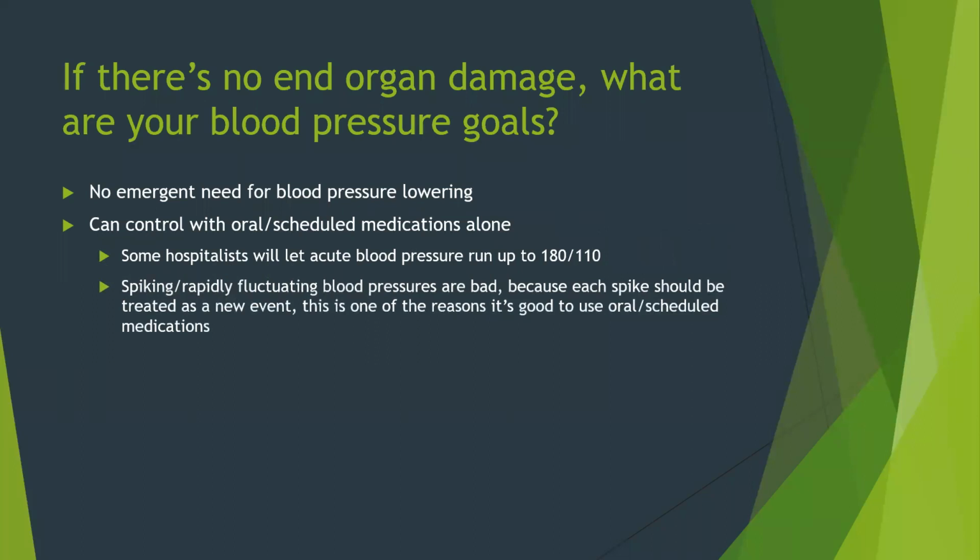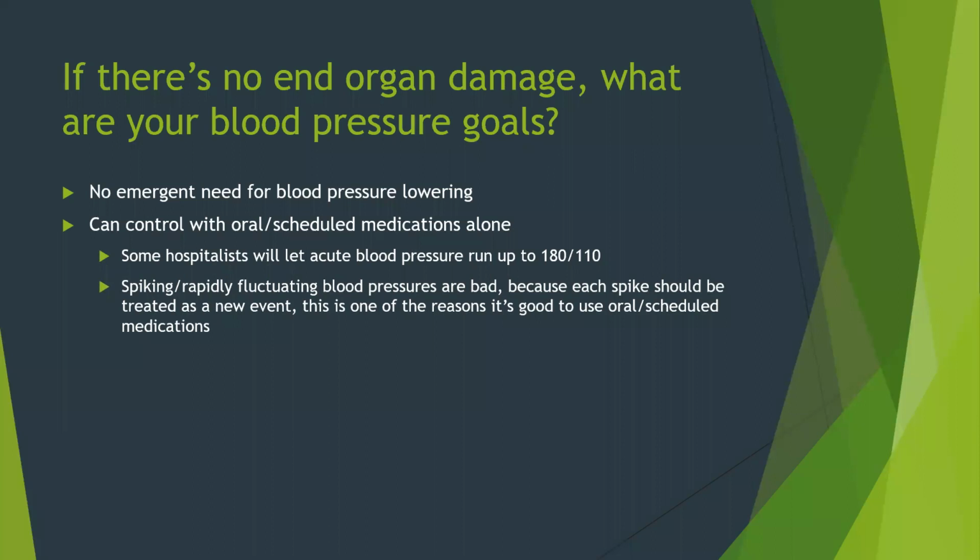The rapidly fluctuating blood pressure is going to be a thing that comes up a couple times. That's actually worse for the patient. Technically, each new spike in blood pressure, if you're letting them start at 180, drop to 130, and then go back up to 160, each of those spikes is technically a new event where you should be checking for end organ damage. Pain in the neck for you and a pain in the neck for the patient.